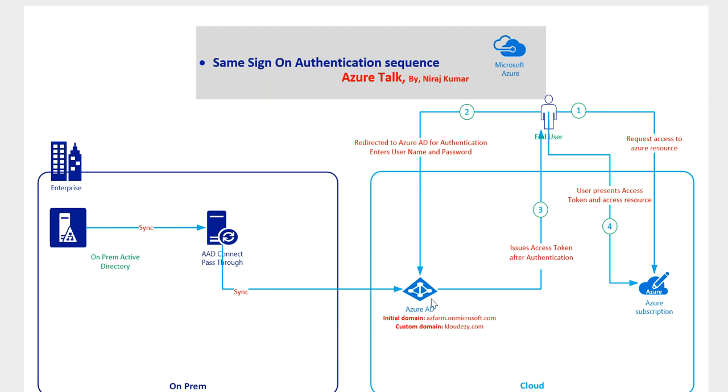Azure AD authenticates it. In this case, your user ID and password are being synced. So Azure AD has the user ID and password. It authenticates the user, and then issues a SAML token, and then the user presents that SAML token to access the Azure subscription, right? So this is more or less the same as the cloud-only identity authentication sequence, except that now we have identities synced from on-prem into Azure using Azure AD Connect.